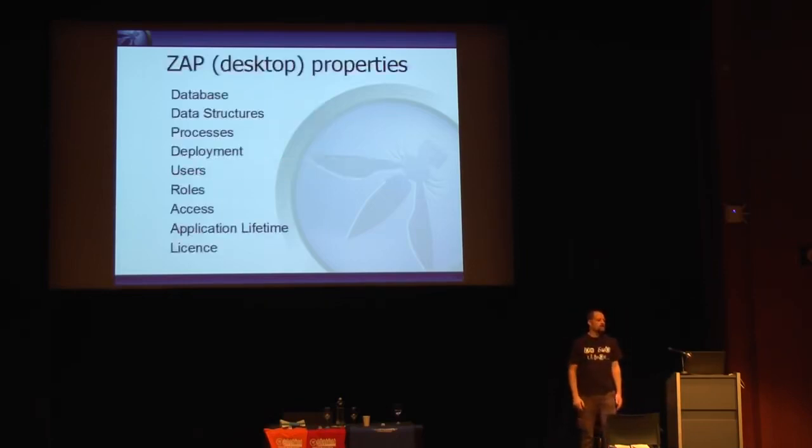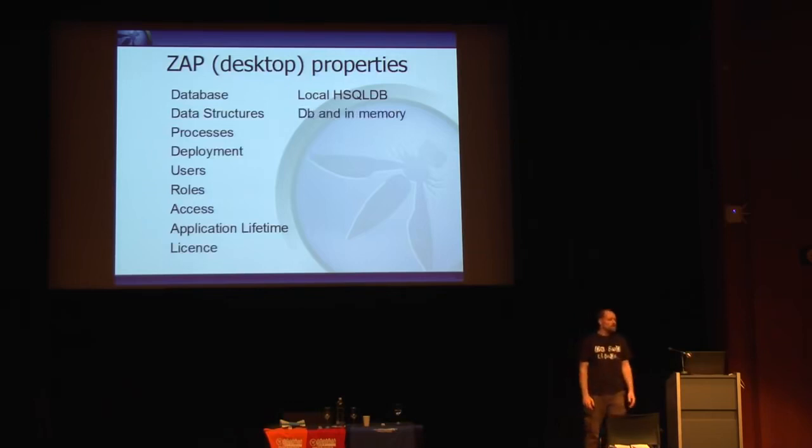Let's think about the properties of what I'm now calling desktop ZAP. We have a local HSQL DB, which is all well and good. It's great, you don't have to install it, and it's very good for a desktop tool. We build up data structures in the database and in memory. All things like the sites tree are completely in memory.